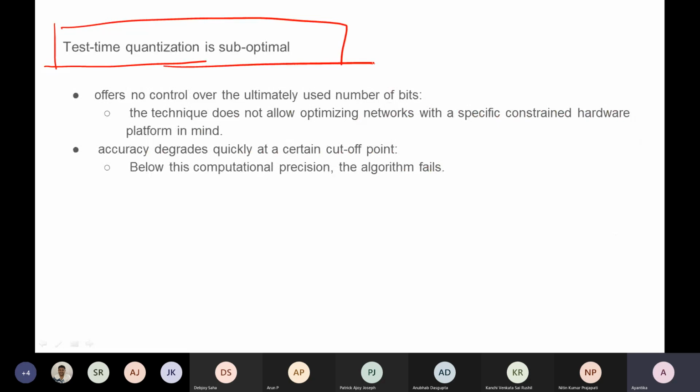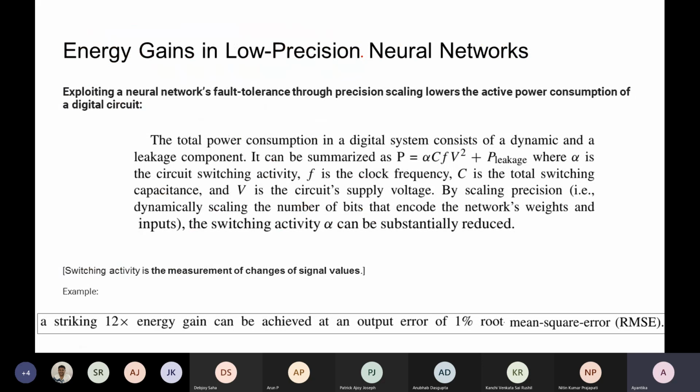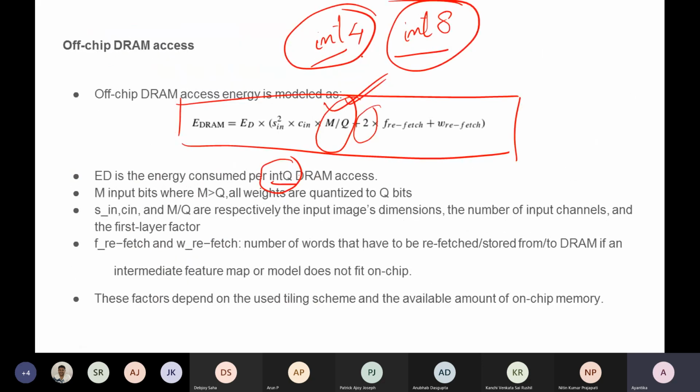Remember, today we will discuss train time quantization, and there you will understand that this factor will not be meaningful. Why am I mentioning this? Because M is the input bit size. After that we are getting the weights and inputs with this M bit. And on top of that, during the testing phase, we are applying this quantization effect. That's why it is mentioned as M by Q, this is a first layer factor.